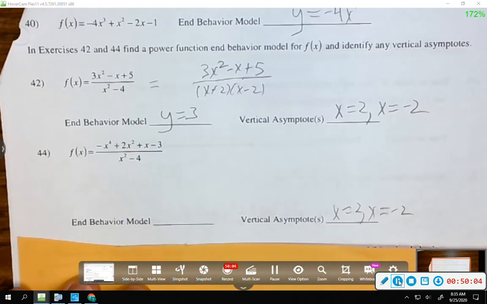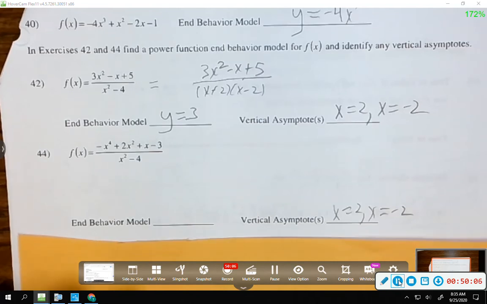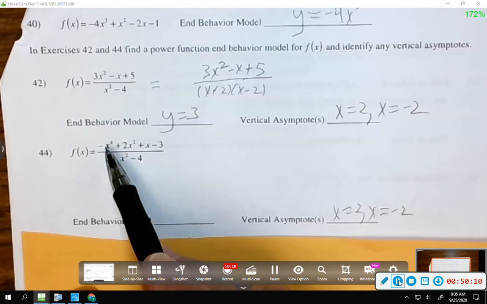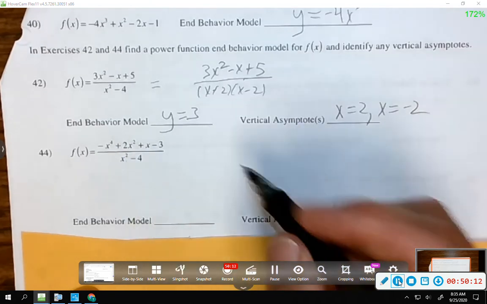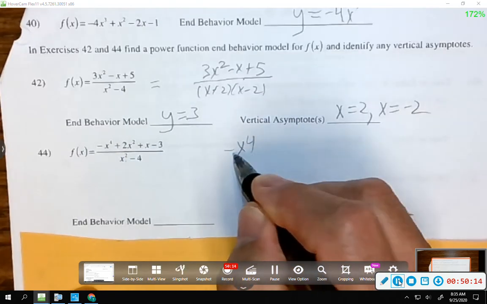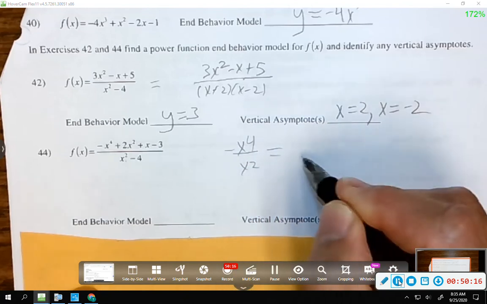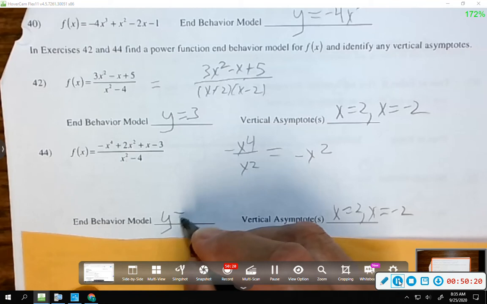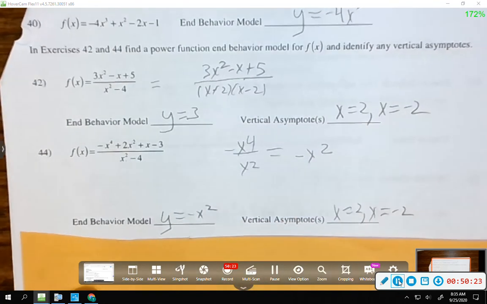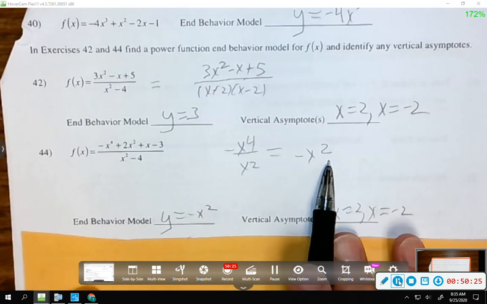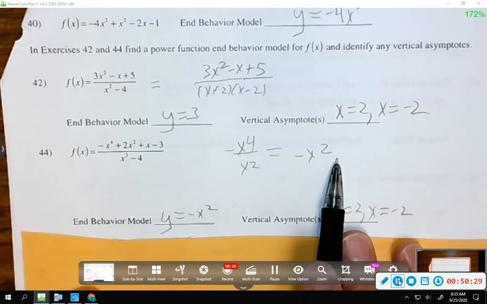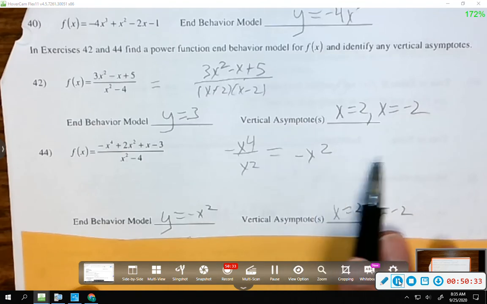But on this particular one, I'm simply going to say this. If I look at the highest degree term in the numerator over the highest degree term in the denominator, negative x to the fourth over x squared, negative x squared. It's going to look like y equals negative x squared. Now granted, if I did long division, there might be some other terms that would come out in this end behavior model. But as x goes to positive or negative infinity, those terms are going to be insignificant, just like they were in problem number 40.